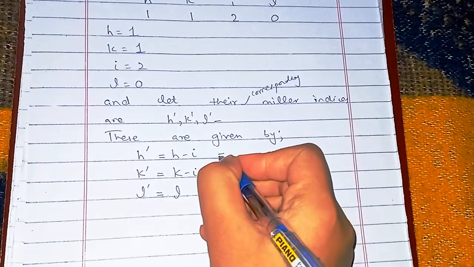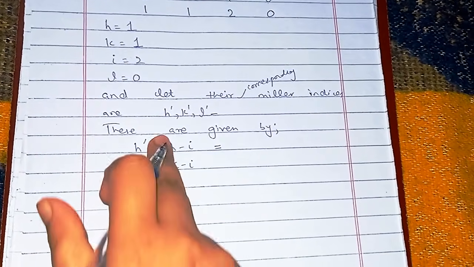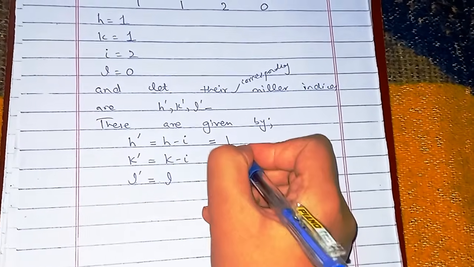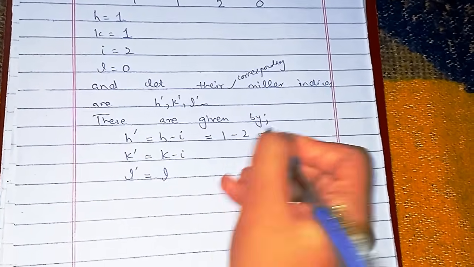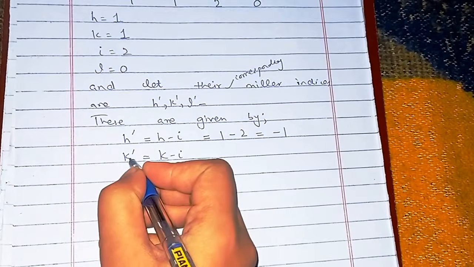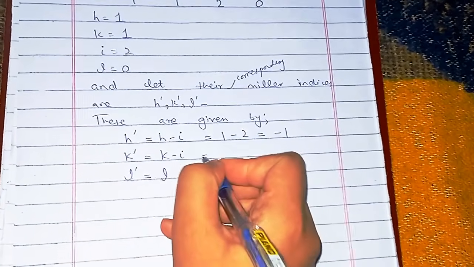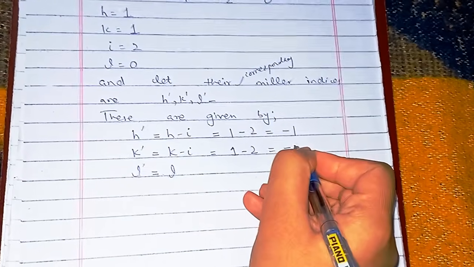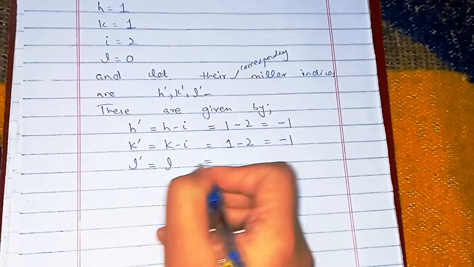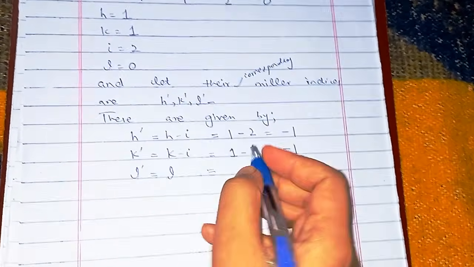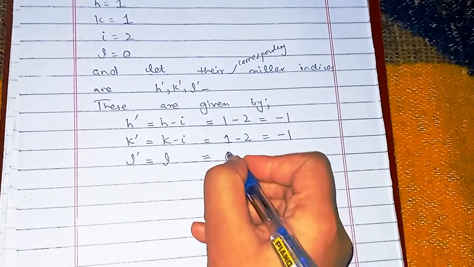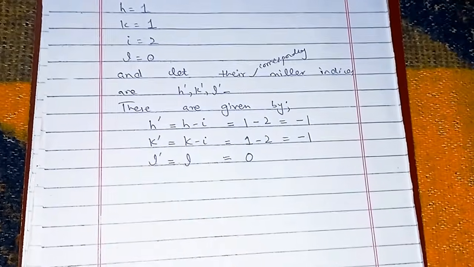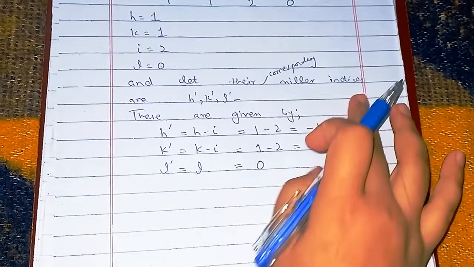So let's plug these values right into these transformation equations. H is 1, I is 2. So 1 minus 2 is minus 1. K prime equals K minus I. K is 1, I is 2. So 1 minus 2, it's minus 1. L prime equals L, no difference. So L equals 0, so L prime will be equal to 0 as well. So we have successfully calculated the Miller indices.